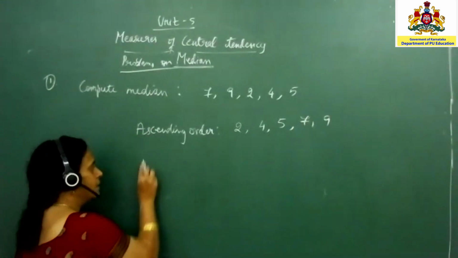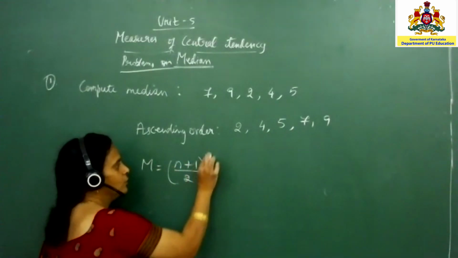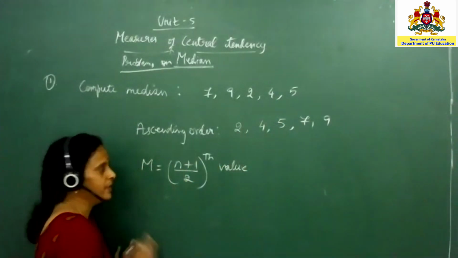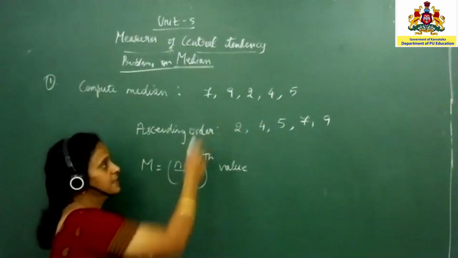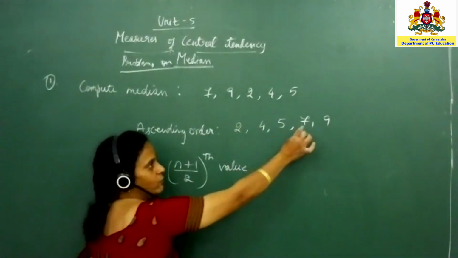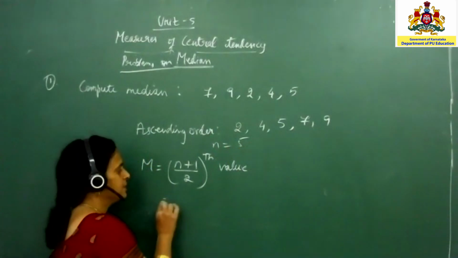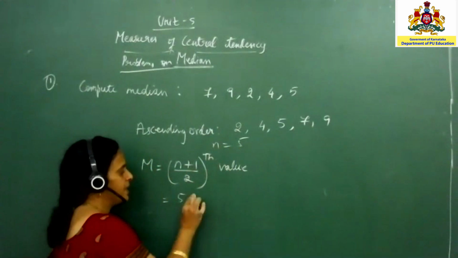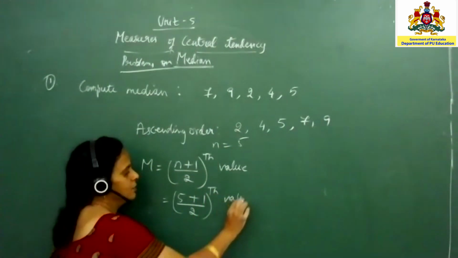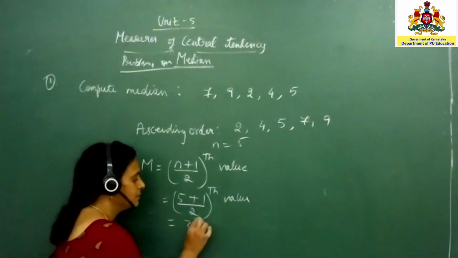Next, I have to use the formula: median equals the (n plus 1) by 2 th value in the arranged series. Only the arranged series we have to take. What is n here? n is the number of values, the number of observations. So 1, 2, 3, 4, 5; n is 5. Substituting, 5 plus 1 by 2th value. 5 plus 1 is 6, 6 by 2 is 3. So it is the third value.